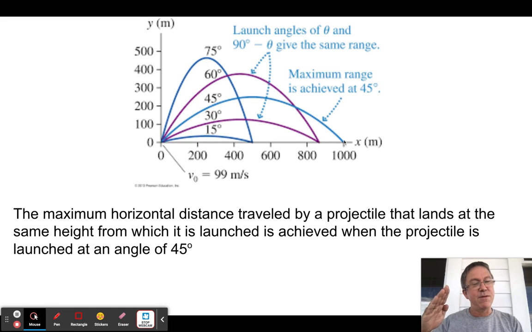If I aim at more than 45, it's in the air for more time, but it's going slower, so it doesn't go as far. And the higher and higher I shoot it, the longer and longer it's in the air, but the less horizontal distance it has, so the shorter distance it goes.